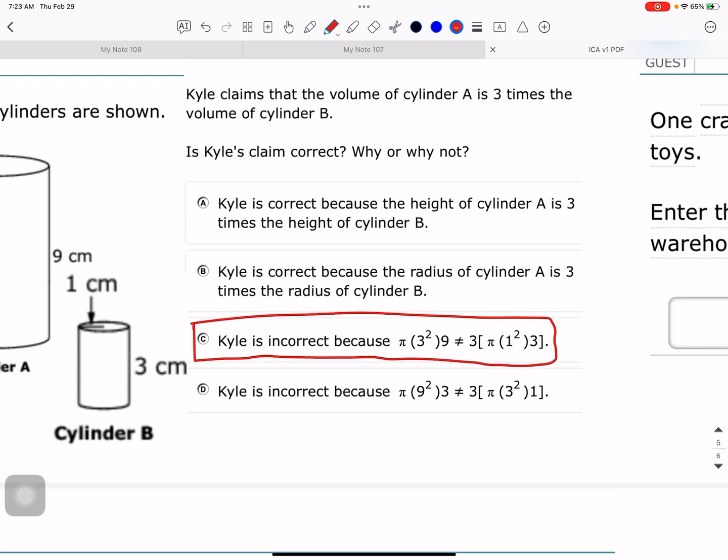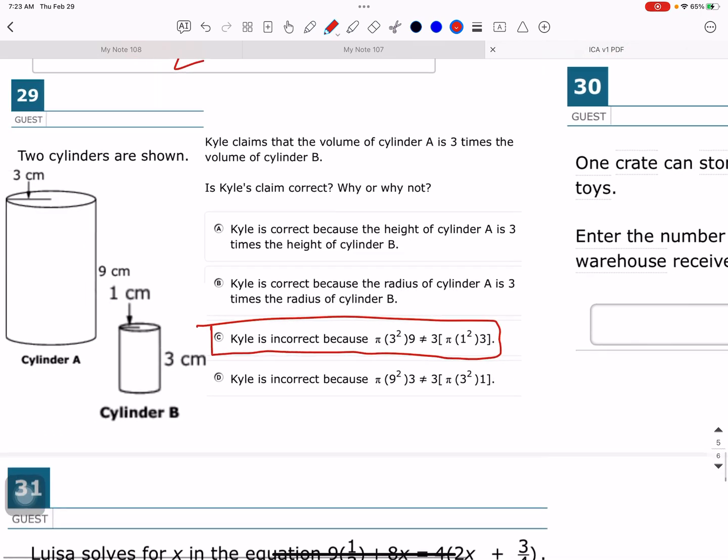This one, long explanation. I'll talk about it in class. It's that guy. I'll talk about it right now.